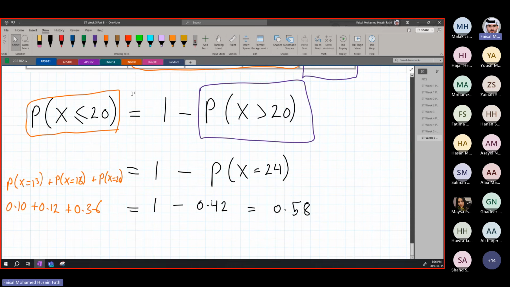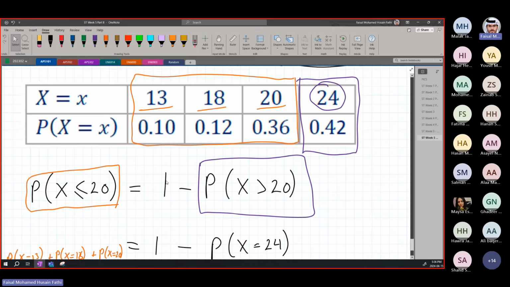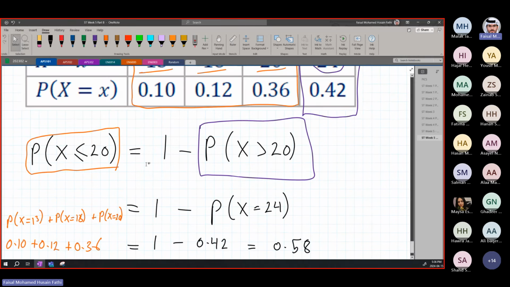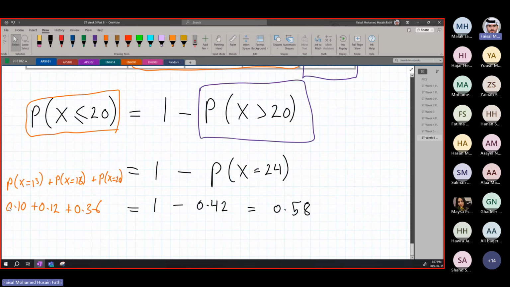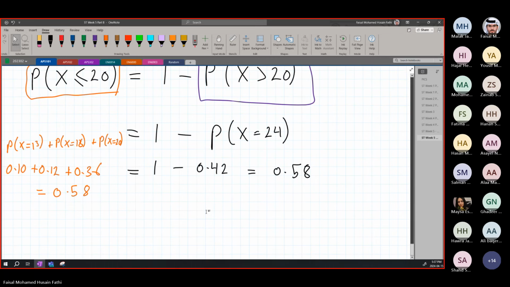I'm just showing this to show you guys how they are going to be the same. You shouldn't be doing both. You should only be doing one of these. And if you see that there's a lot of values, try to do the not function to get fewer values. But again, both methods are correct. So 0.10 plus 0.12 plus 0.36 is equal to 0.58. You will get the exact same answer.